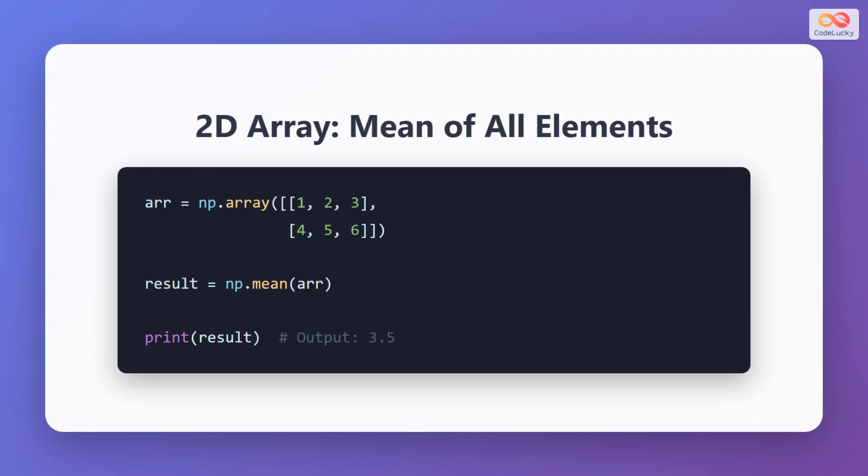When working with two-dimensional arrays, the default behavior is to calculate the mean of all elements flattened into a single sequence. In this example, we have a 2x3 array with values from 1 to 6. Without specifying an axis parameter, np.mean treats all 6 numbers equally, adding them up to get 21, then dividing by 6 to get 3.5. This gives us the overall average across the entire array.